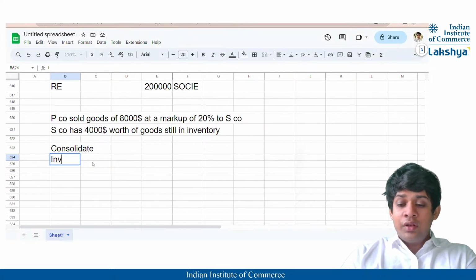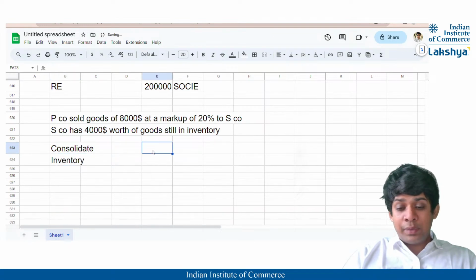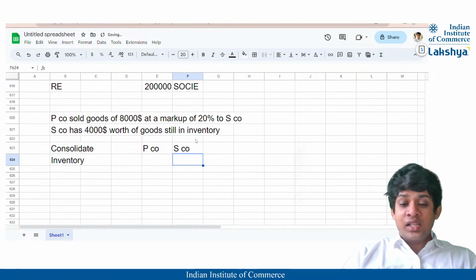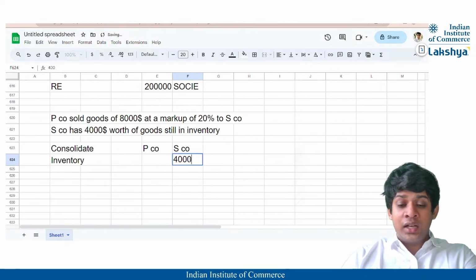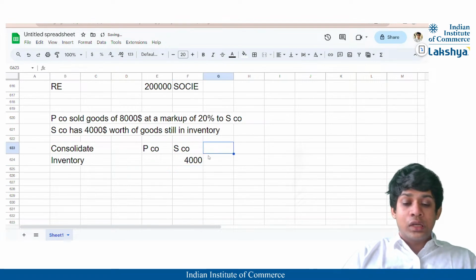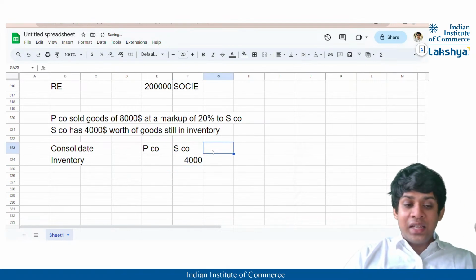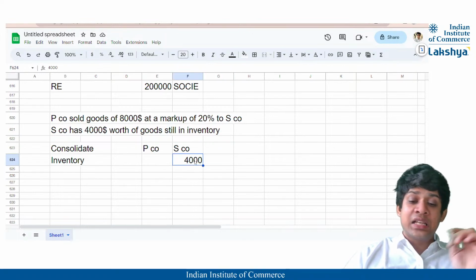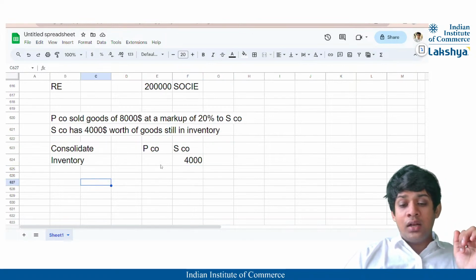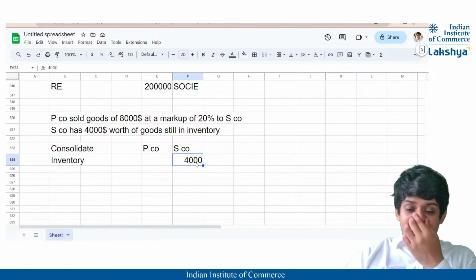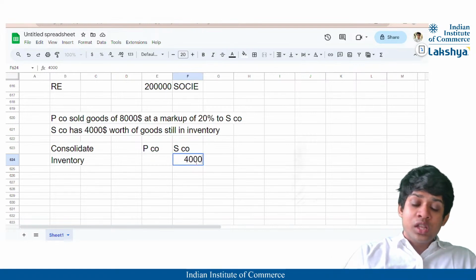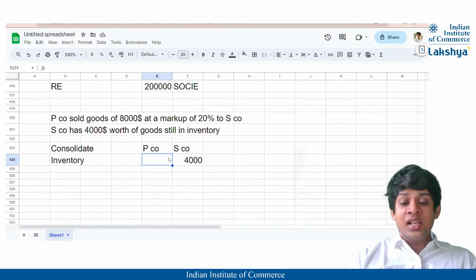When we consolidate, we will add the inventory of the parent company and also the subsidiary, right? In which case the subsidiary's inventory at the year end, which is pending, is 4,000. On the 4,000 goods which are already sold out, there is no unrealized profit, because they were sold to third parties outside the group. But $4,000 worth of goods are still in the inventory of the subsidiary company. So when we consolidate, we add the parent's inventory and the subsidiary's inventory, but this 4,000 includes the profit which the parent company has made.